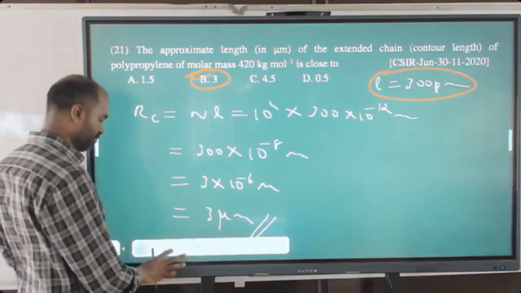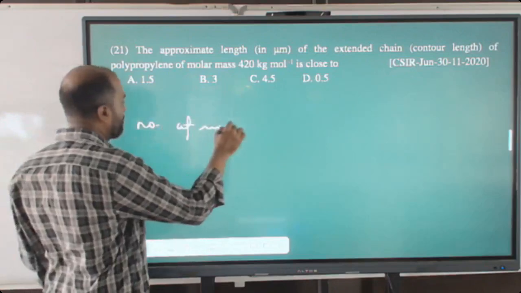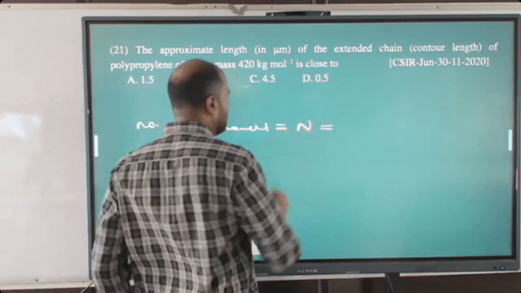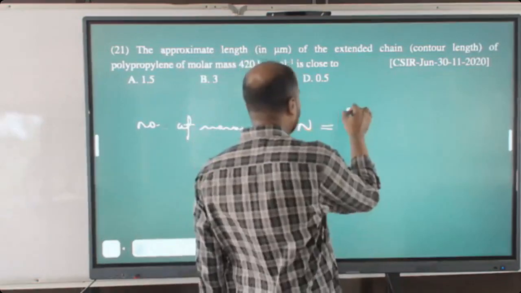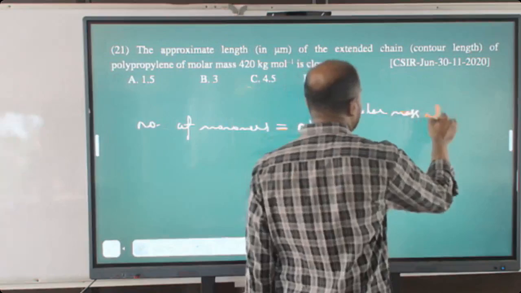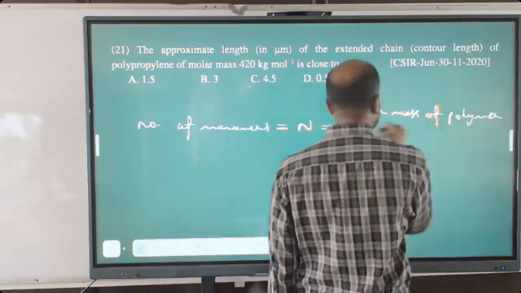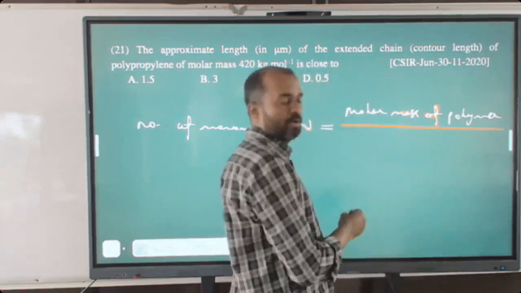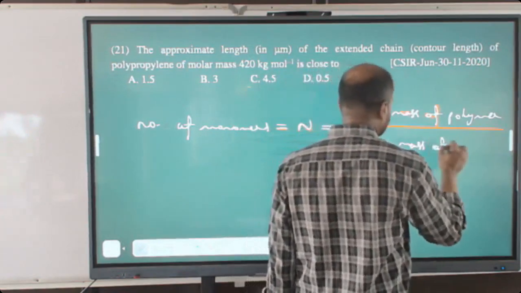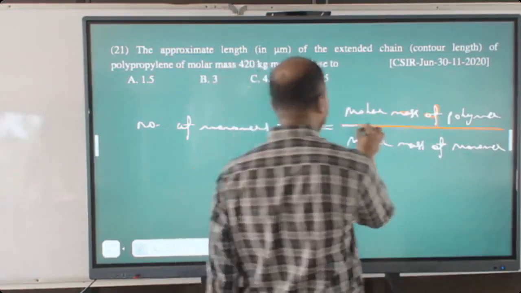That's the number of monomers in the polymer sample, N. That is equal to the molar mass of the polymer divided by the molar mass of the monomer. Molar mass of polymer divided by molar mass of the monomer.